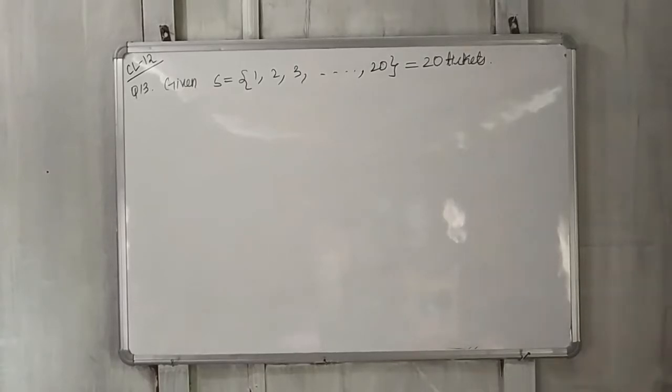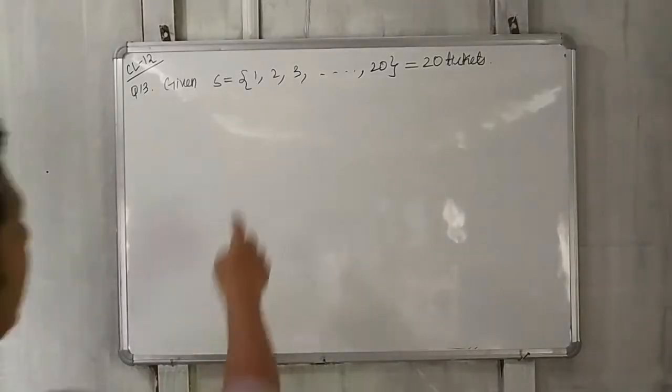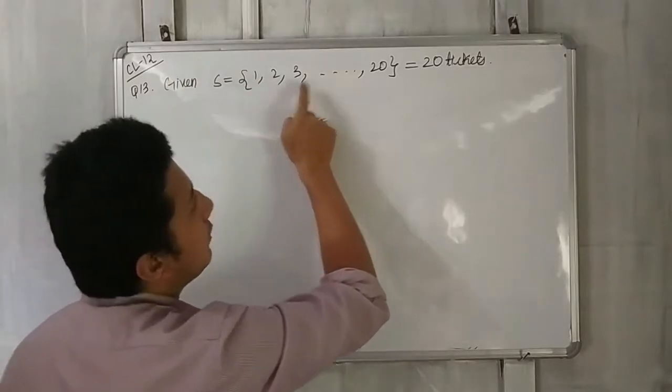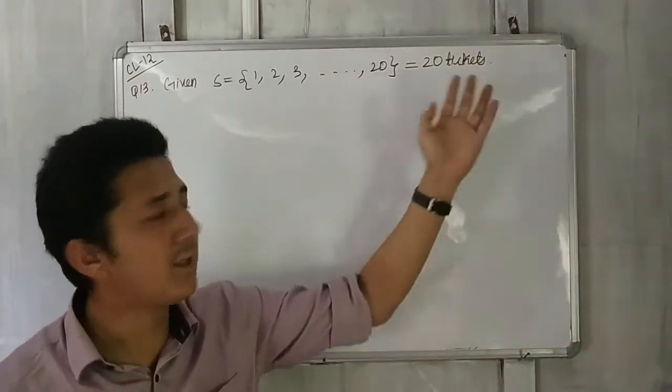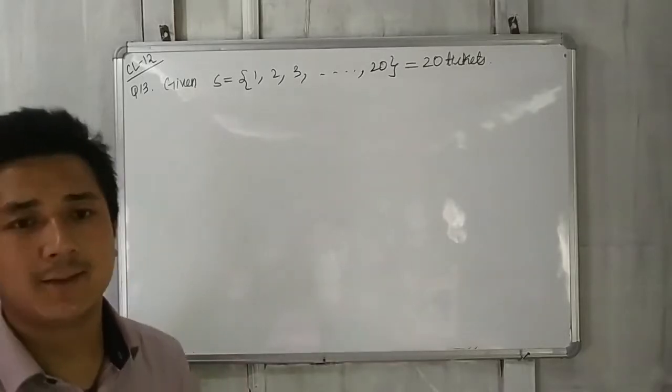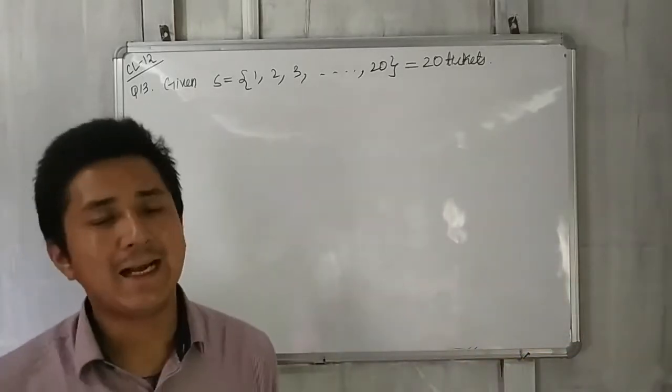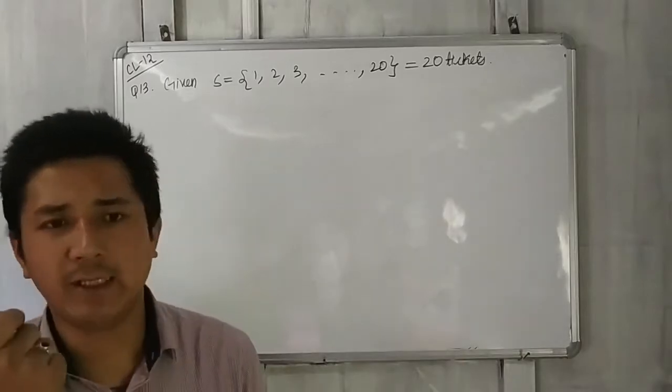Alright, let's move on to the next question now. In this next question, given to us is there are 20 tickets which have been mixed up. There are 20 tickets numbered 1, 2, 3 till 20. Okay, and now what we are doing is drawing a ticket at random. So I'm taking out a ticket at random.